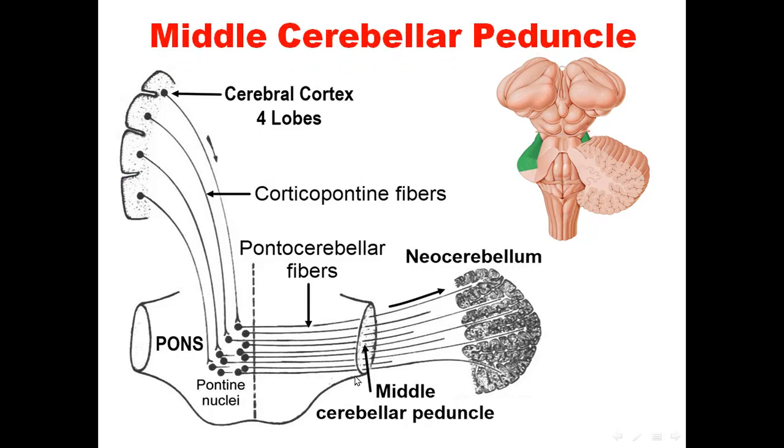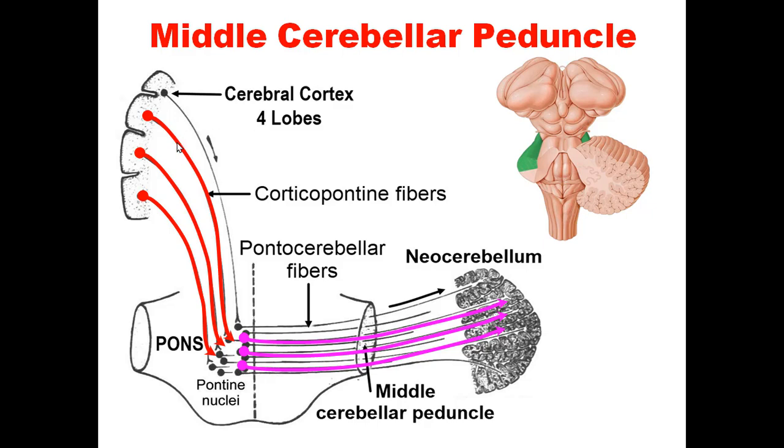Regarding the middle cerebellar peduncle, middle cerebellar peduncle is formed exclusively of pontocerebellar fibers. Pontocerebellar fibers from the pontine nuclei of the opposite side. These fibers cross to the opposite side and form the middle cerebellar peduncle and terminate in the neocerebellum, the lateral zone of the cerebellum. These fibers convey information from the four lobes of the cerebral cortex.